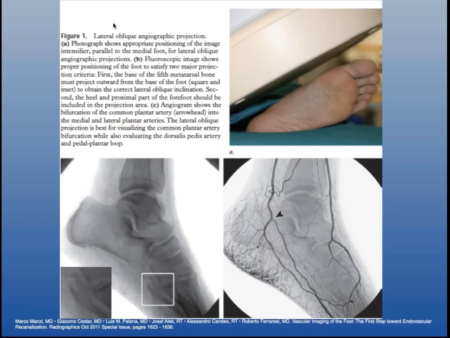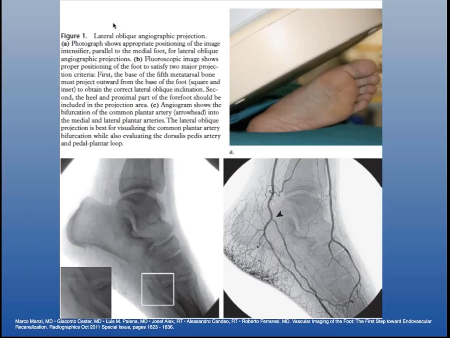If you look at that X-ray far left, or that fluoroscopic image, what am I looking for? I'm looking for the fibula and the tibia being overlapped. I'm looking at the base of the fifth metatarsal being separated from the rest of the bones in the foot. The reason for that is because when you look at that far right image, the angiogram, it gives you a nice clear view of the common plantar artery and its two main branches, the medial plantar artery and the lateral plantar artery, which then joins the deep perforating artery and then comes back to the dorsalis pedis artery and the AT to give you your pedoplantar loop.